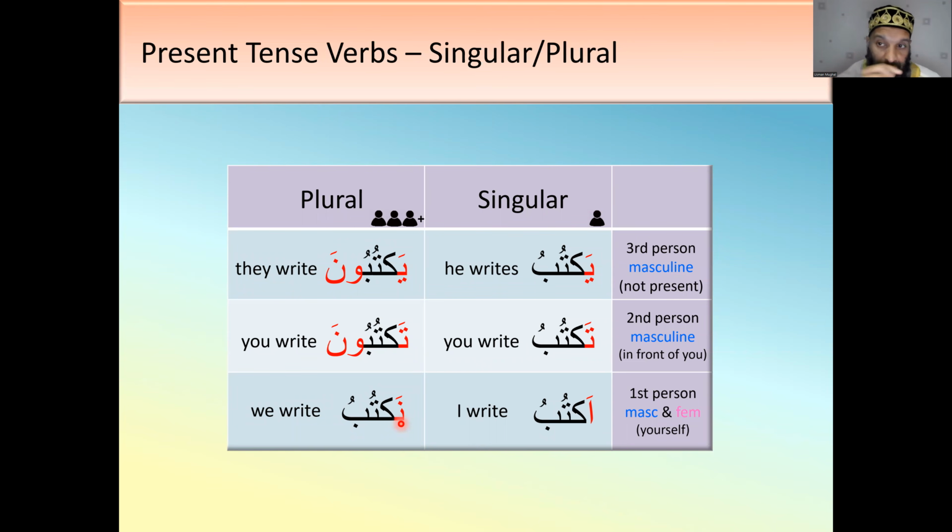Aktubu is I, and naktubu is we. So I'm going to give you another way to remember this. Which one comes first in the alphabet? In the Arabic alphabet, alif, ta, or ya? Alif, right? Only got one answer, but I think everybody knows, right?